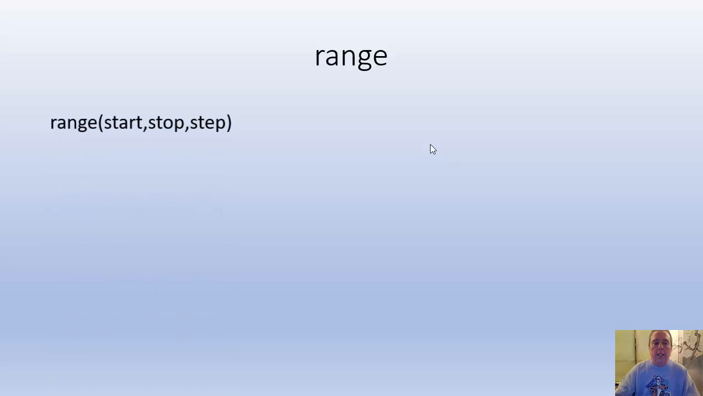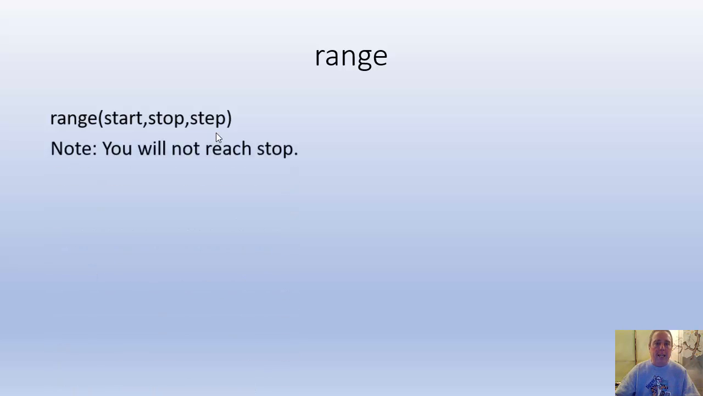Okay, range. What we have here is a starting position, a stop position, and a step. Normally when you count, for example, you count by ones: 1, 2, 3, 4. Well, that's your step of 1. You could do 1, 3, 5, 7. That's a step of 2. But it's a little tricky because you will not reach the stop.